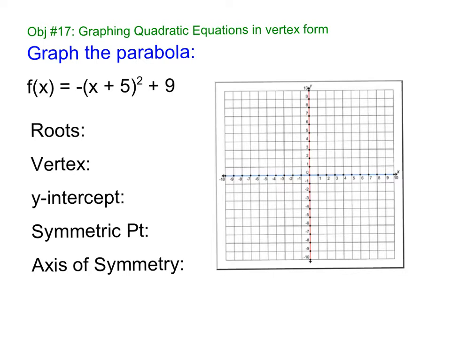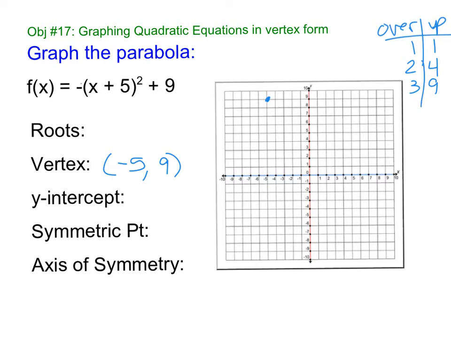Okay, pause the video, try this one on your own. All right, so our vertex: change the sign of the inside, outside stays the same. Negative 5, 9. I'm going to use my shifting rule of over and up. 1 squared is 1, 2 squared is 4, 3 squared is 9. But because of the negative in front, instead of up, I'm going to go down. So counting from my vertex, over 1, down 1, over 1, down 1. Back to my vertex, over 2, down 4, over 2, down 4. Back to my vertex, over 3, down 9.